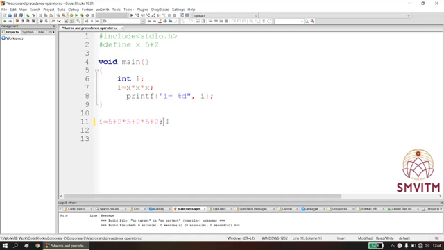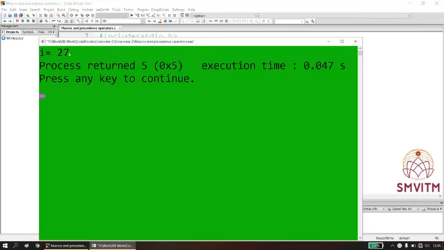My precedence of operators shows that multiplication has a higher precedence than addition, and lastly the equals symbol. So 2 into 5 will be evaluated first. 2 into 5 is 10, 2 into 5 is 10, again 10 plus 10 is 20, 20 plus 5 is 25, again 2 is going to be added, so the value 27 is going to be printed. That is the reason why we have 27 here.